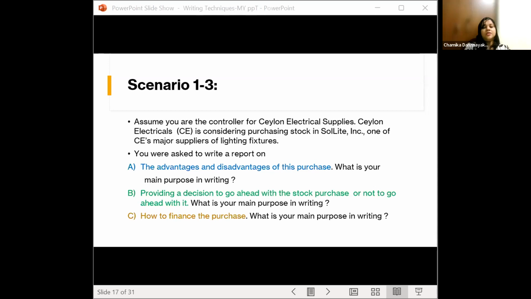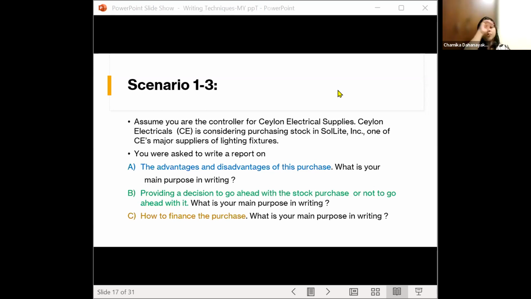So imagine your managers asked you to write about a decision. You have to give them a decision whether to do it or not to do it, right? So what is your main purpose then? Thirdly, your managers have asked you to write a report on how to finance the purchase. So if that is the case, what is your main purpose in writing? Okay, so these are the three scenarios.